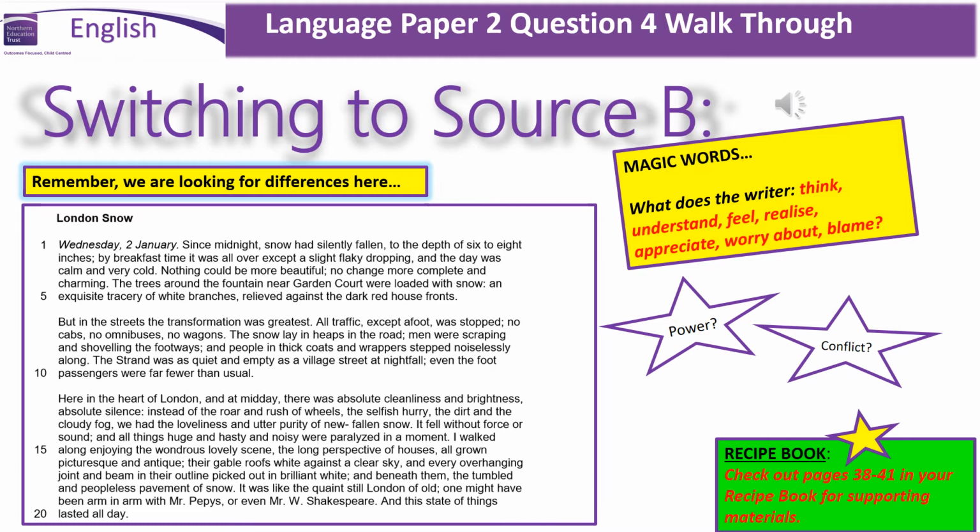The trees around the fountain near Garden Court were loaded with snow, an exquisite tracery of white branches. Again, that noun phrase, that exquisite tracery, he's talking about the beauty and the intricate patterns that snow can create on a city landscape. But in the streets, the transformation was greatest.